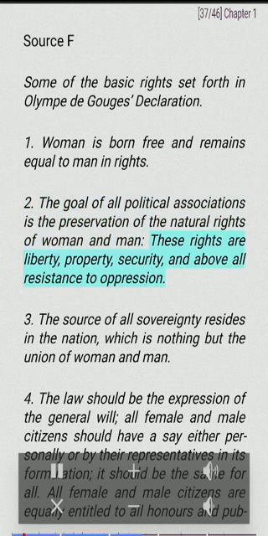2. The goal of all political associations is the preservation of the natural rights of woman and man. These rights are liberty, property, security, and above all resistance to oppression. 3. The source of all sovereignty resides in the nation, which is nothing but the union of woman and man. 4. The law should be the expression of the general will.